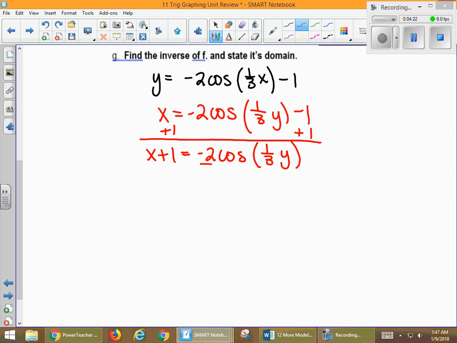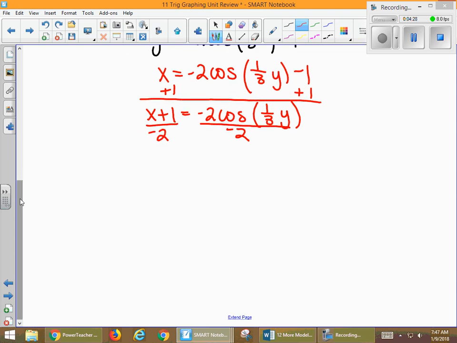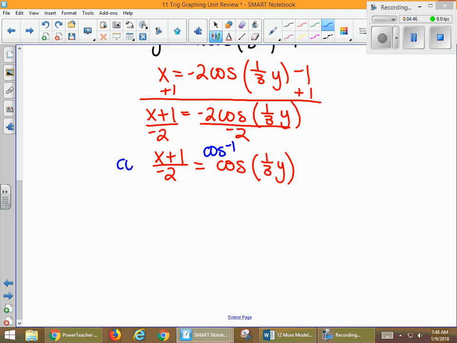Divide by that -2. And you can distribute that through on the top. You can write it out to the side. I'm just going to leave it where it is. And then in order to get into that 1/3 y, I have to undo the cosine. So I'm going to take cosine inverse or arc cosine. You can write it either way on both sides. And that's going to cancel those cosines.